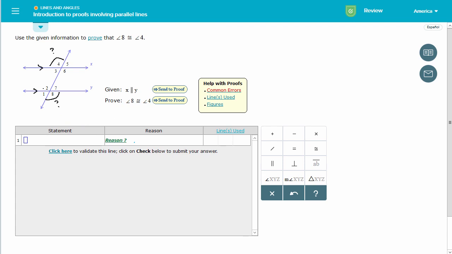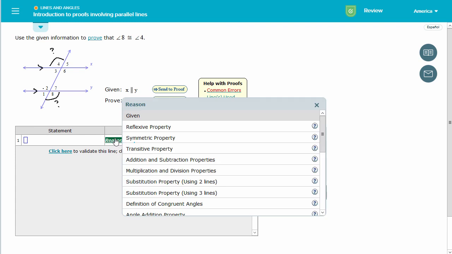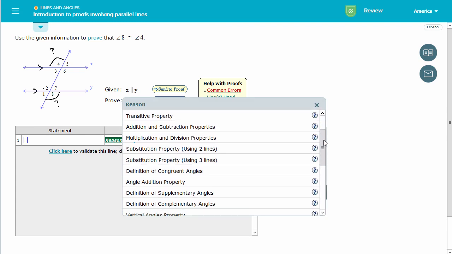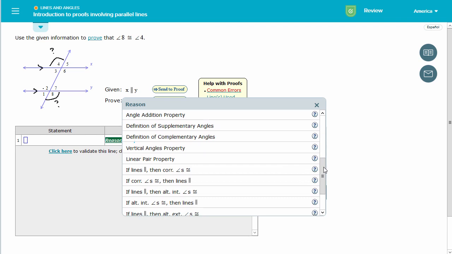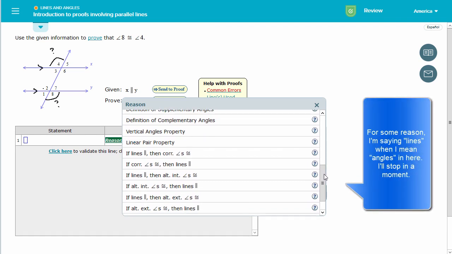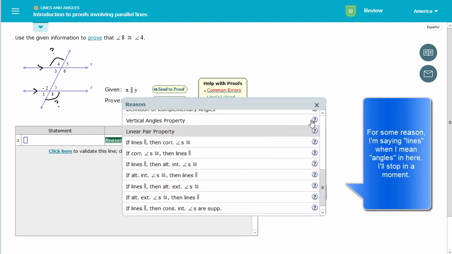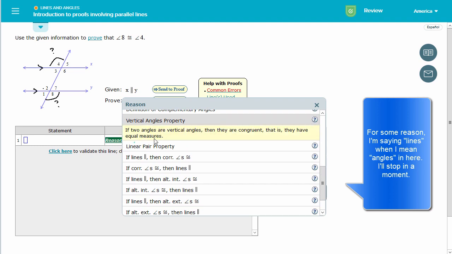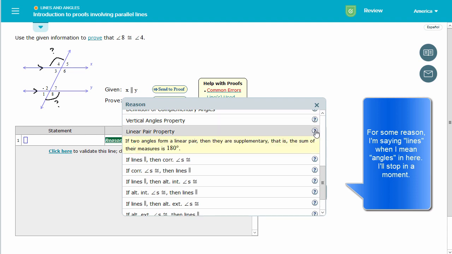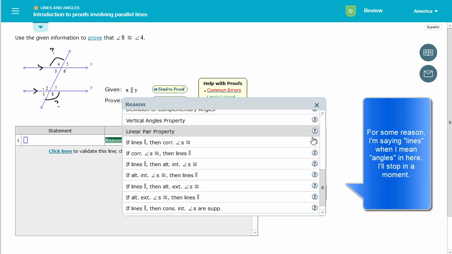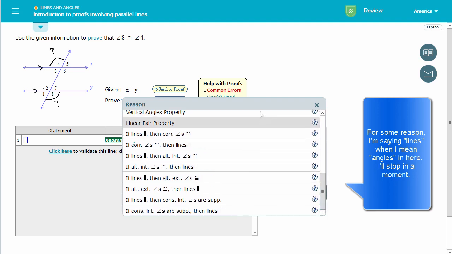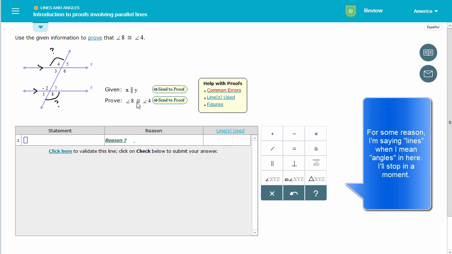Okay, I'm going to look through my available justifications, and then I'm going to make a plan. What methods do we have available to us right now that show us that two lines are equal? Let's see. The vertical angles property shows us that two angles are equal. Linear pair, no, that shows us that angles are supplementary. Oh, do we want to show that they're equal or that they're congruent? Okay, that's even better.